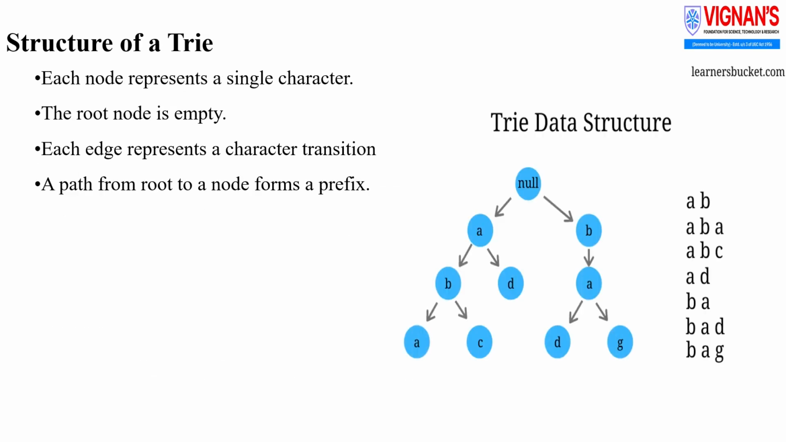Structure of a trie. The structure of a trie is simple and hierarchical. Each node in a trie represents a single character. The root node is empty and does not store any character. Each edge in the trie represents a character transition from one node to another. A path from the root node to any node forms a prefix of a word. As shown in the diagram, different words share common prefixes, which allows the trie to store strings efficiently.